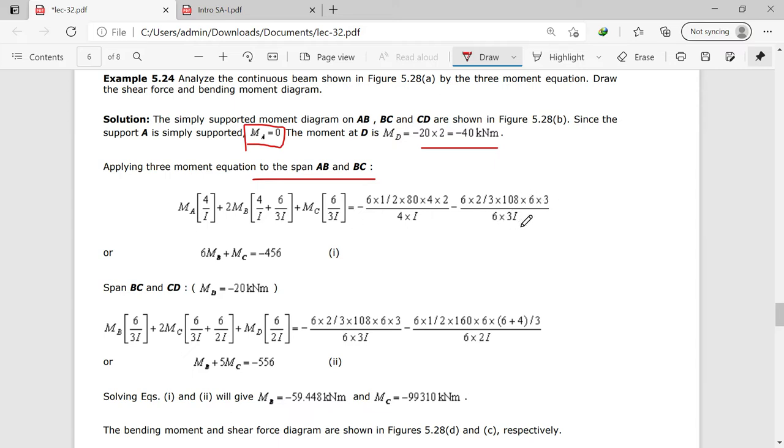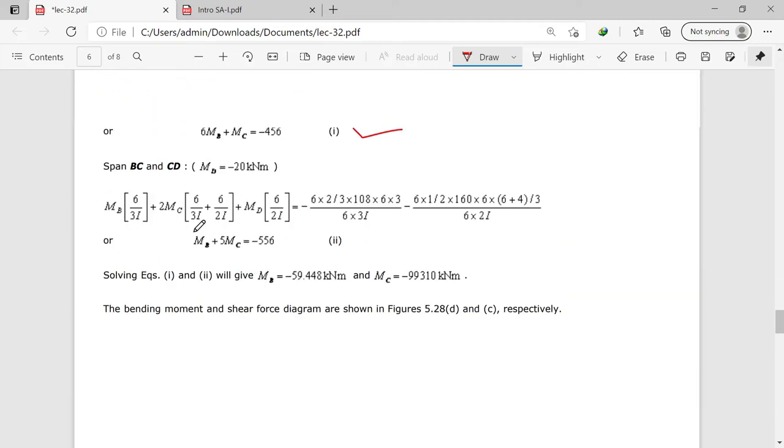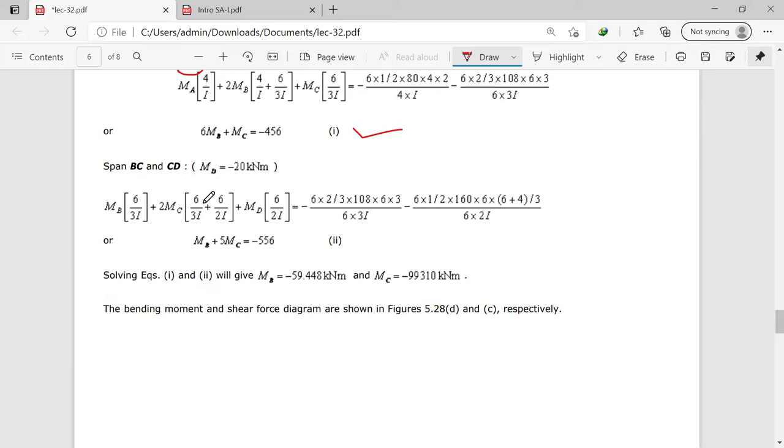When we solve this equation, we get 6 MB plus MC equal to minus 456. This is the first equation. As we know, MA is at a simple support, so the moment there becomes 0. Now apply the three moment theorem for the second span, BC and CD.